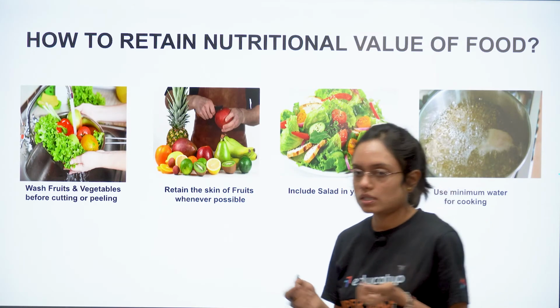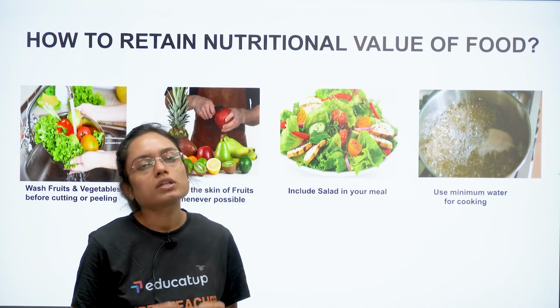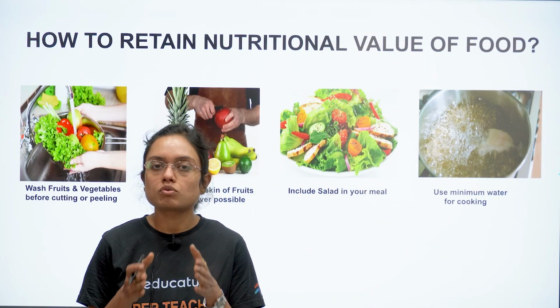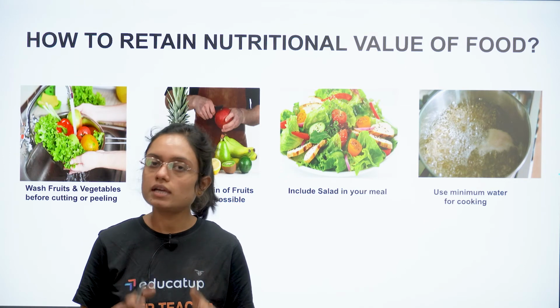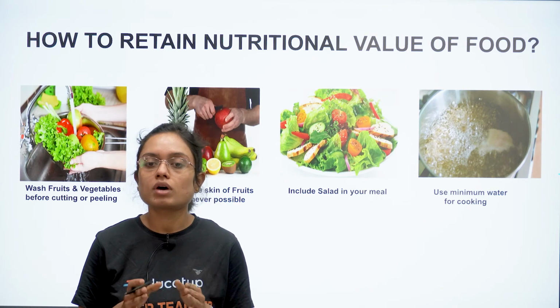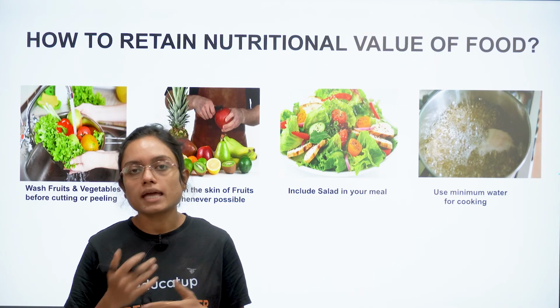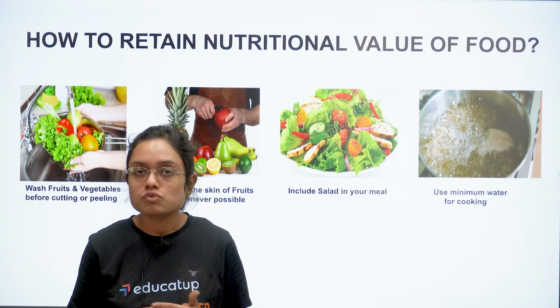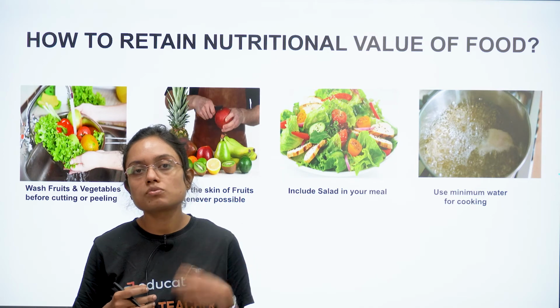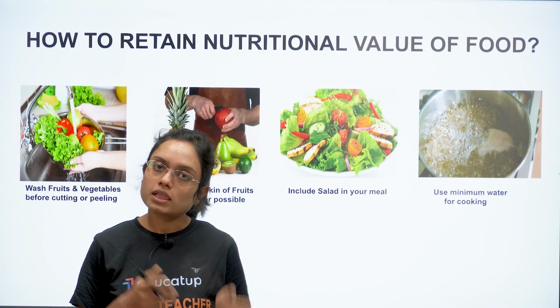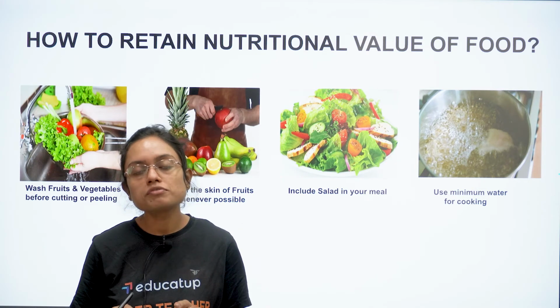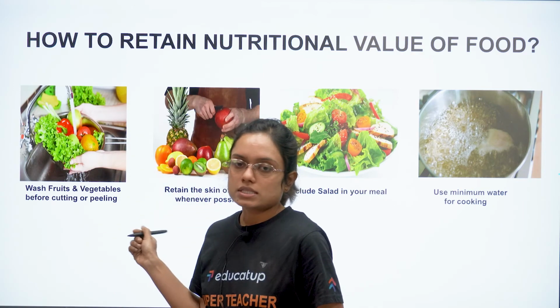And the last but not the least, use minimum water for cooking. That means when you are cooking dal or vegetable or any other food product, ensure that you are putting only that much water which is required. Not extra water, because when that extra water comes to boiling, it will also boil up the nutrients which are present in your food item. Now let's see ahead.